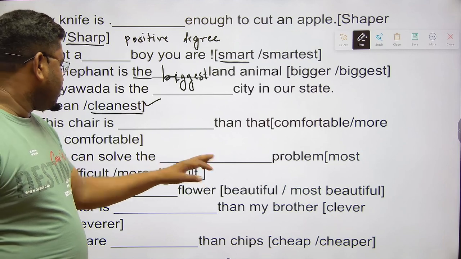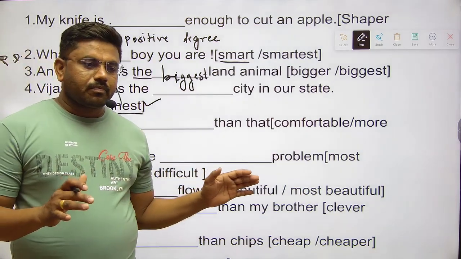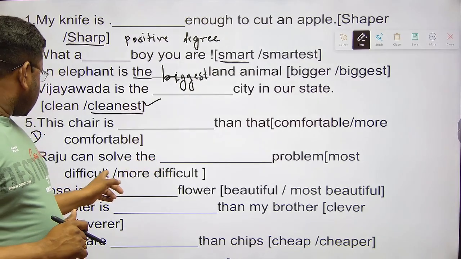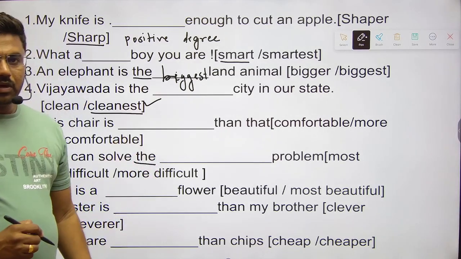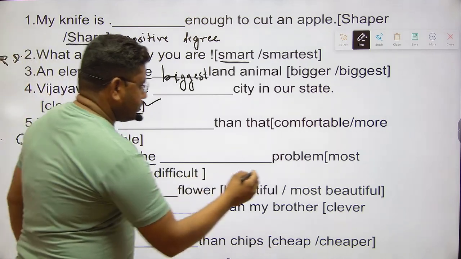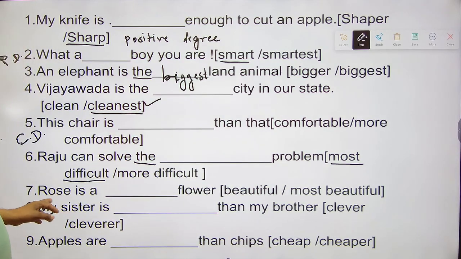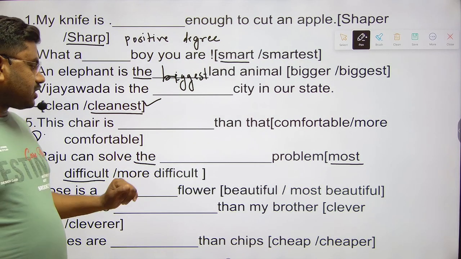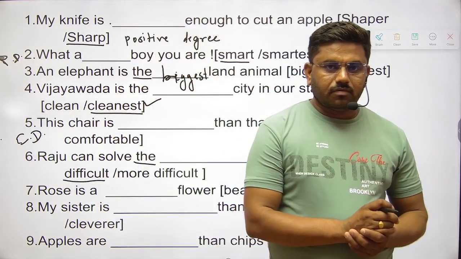The next one is Raju can solve the dash problem: most difficult or more difficult. Raju can solve the, see here, it is superlative degree. Most difficult, which will come here? Most difficult problem. Rose is a dash flower. Beautiful, most beautiful. Which will come?